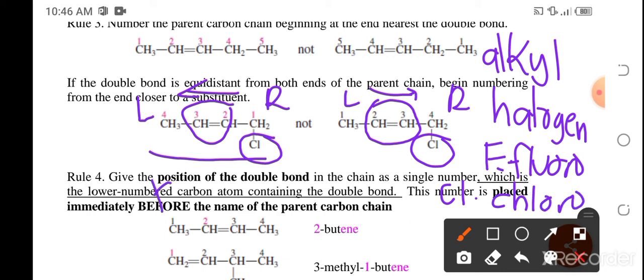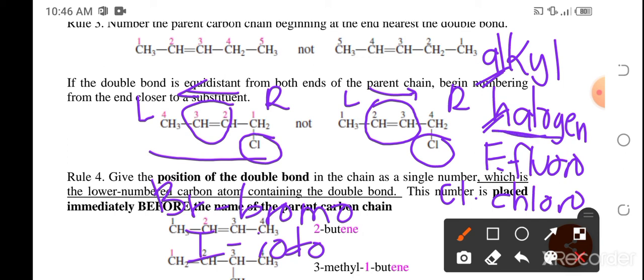Then you have bromine to be named as bromo. And what else? Iodine to be named as iodo. Okay, so we are not only limited with the substituent alkyls, rather we could also have substituent in the form of halogen.